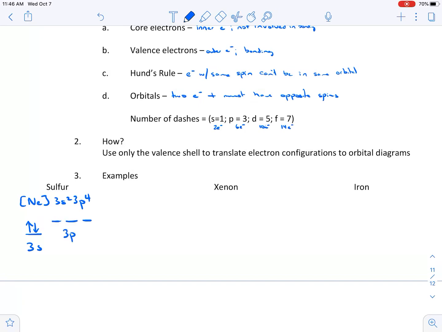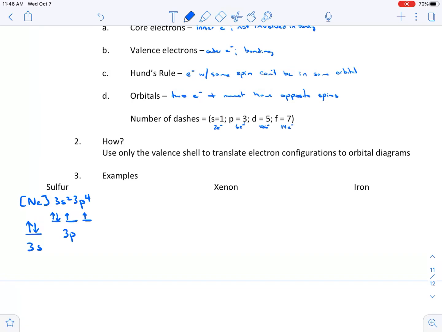Remember, for p we have 3 dashes. Then what we do is fill them singly: 1, 2, 3, all with the same spin, and then go back and double them up. This is like if you have the opportunity to have your own room in your house, you're going to take it, you're not going to share with your little brother or sister, right? And that's the orbital diagram for sulfur.